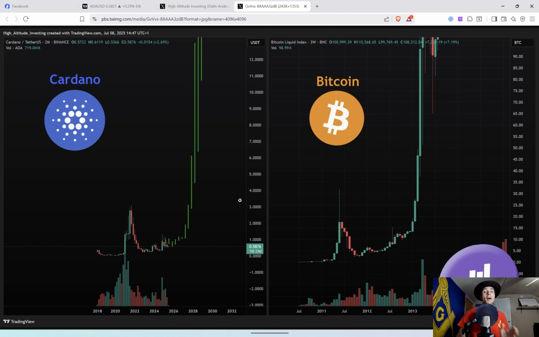So a very parabolic move could be coming for Cardano here in the bigger picture based on this market cycle analysis. It does look a lot like early day Bitcoin. So if you feel like you missed out on investing in Bitcoin, Cardano, and a lot of these altcoins do provide us with an excellent opportunity to make a lot of money in the crypto markets.